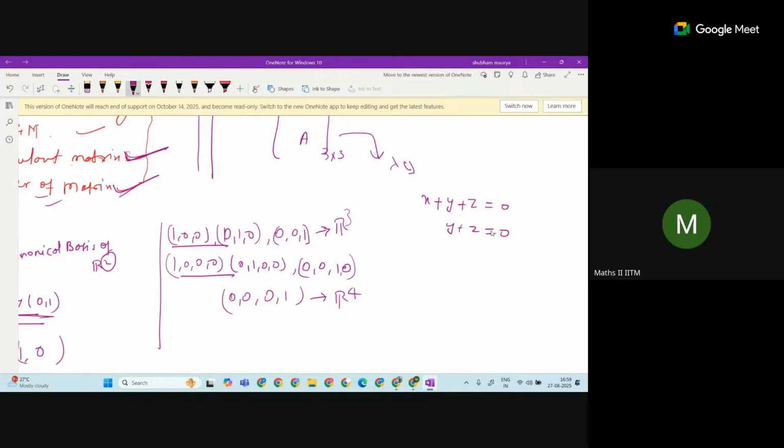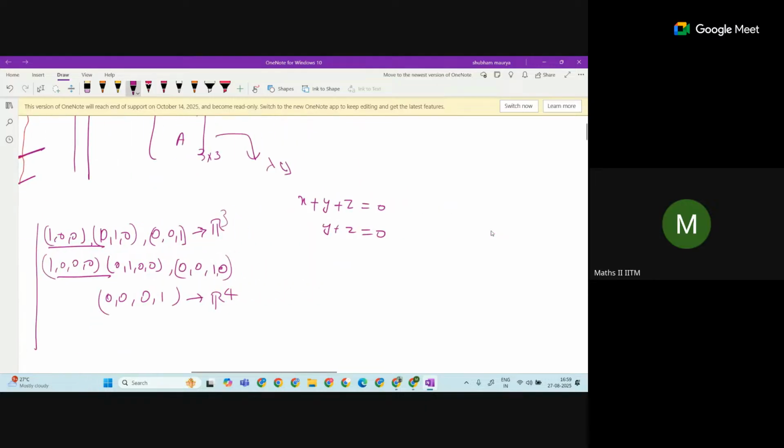If you end up with this one, let's do that here. This one tells you y is equal to minus z, and here y plus z is equal to 0, which is exactly 1. So this will give x is equal to 0. If you substitute, this will give x is equal to 0 and y is equal to minus z. So by that way you have a system of this case.